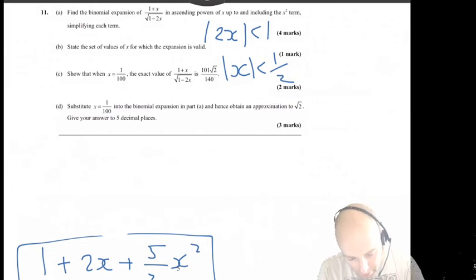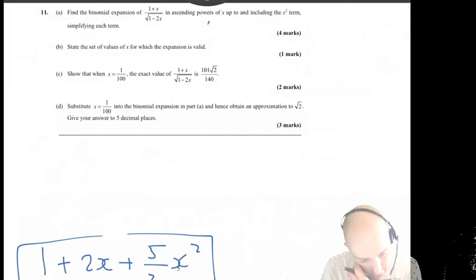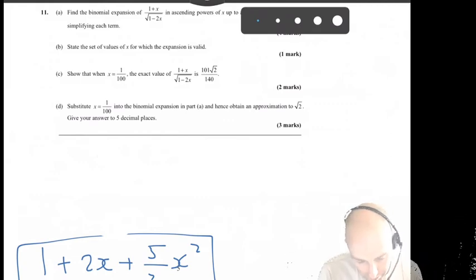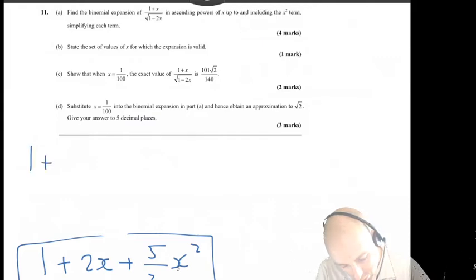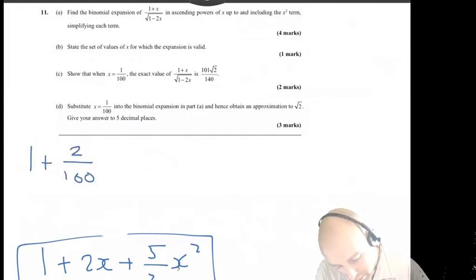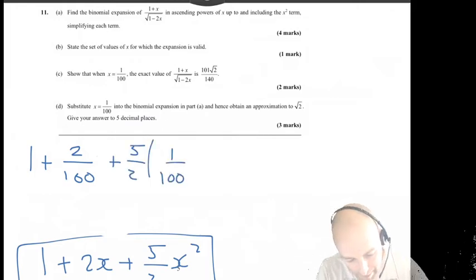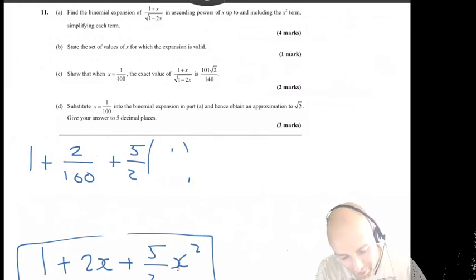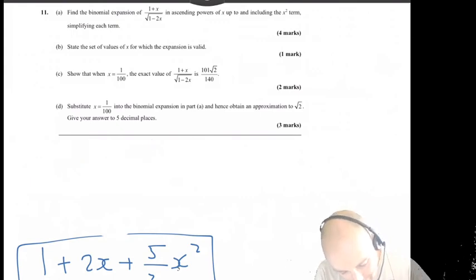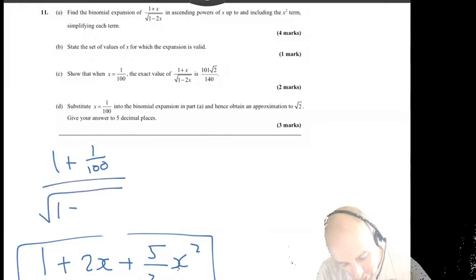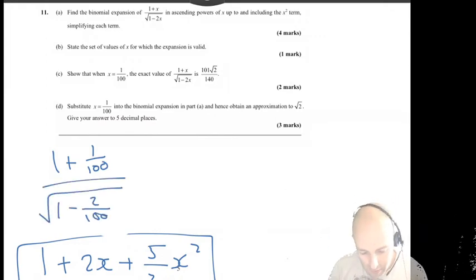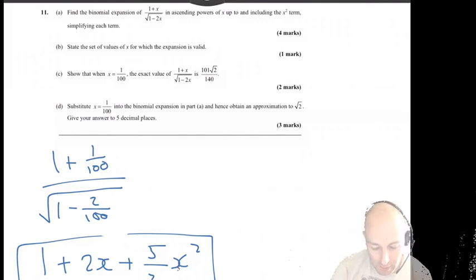Part C, show that when x is 1 over 100, the exact value is that thing there. Cool. So we're going to get 1 plus 2 over 100 plus 5 over 2 times 1 over 100. No, we're not. That's part D I'm doing now. So yeah, we're going to get 1 plus 1 over 100 over the square root of 1 minus 2 over 100. So we need to simplify this and turn it into the thing they've got written there.